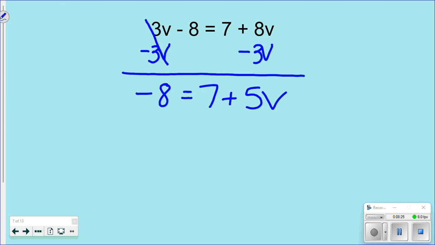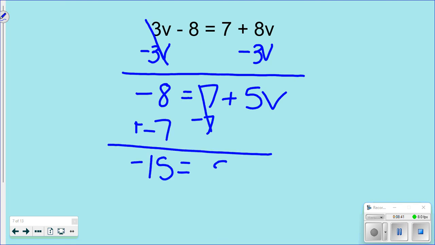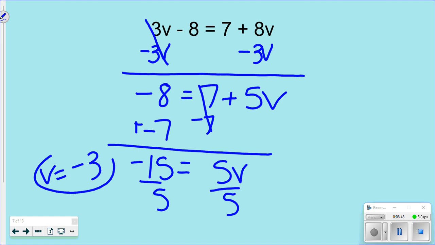And it's exactly a two-step equation that you've solved in the past. So the first thing you do is get rid of your duplicates, it turns into a two-step equation you know how to do. So I'm going to continue. I'm going to minus 7. I'm going to minus 7. I have to keep change over here. So I have negative 15 equals 5v, divided by 5, divided by 5. My v equals negative 3. And I could put negative 3 in for v, and it should be equal on both sides of the equation.